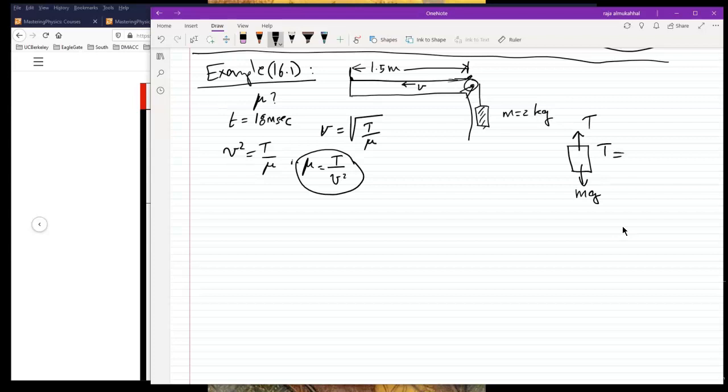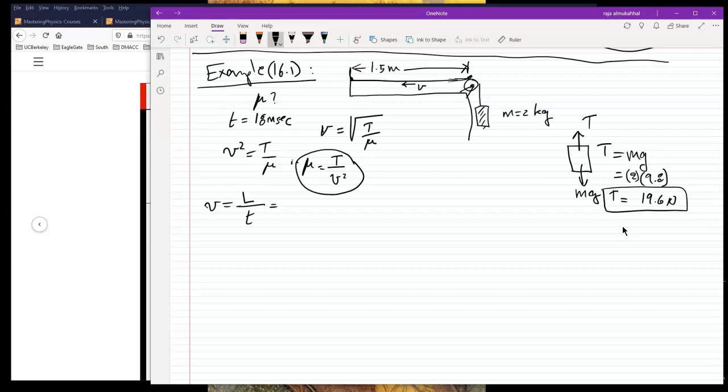So here is the mass, here is the weight, here is the tension. So the tension is equal to mg. So that makes it 2 times 9.8, and that will be 19.6 Newton. So there we go, I got the tension. Now we'll get the velocity. Well, what is the velocity equal to? We're not assuming any acceleration or anything. So the velocity is basically distance over time, which is the length of the string divided by the time.